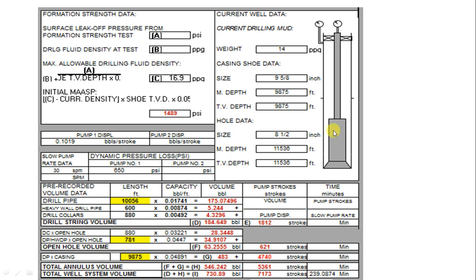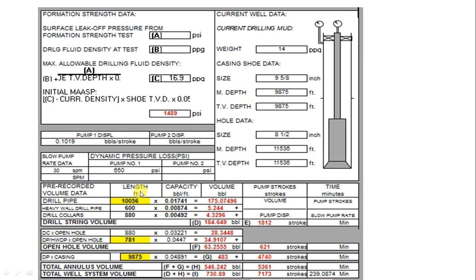How do you put it? It's easy. It's the measured depth, again, the measured depth 11,536 minus the measured depth of the 9875. It will give you a number, minus the 880, minus 880. So it will give you the length of the heavy wall drill pipe in the open hole. So that's it. Here we got all the lengths.